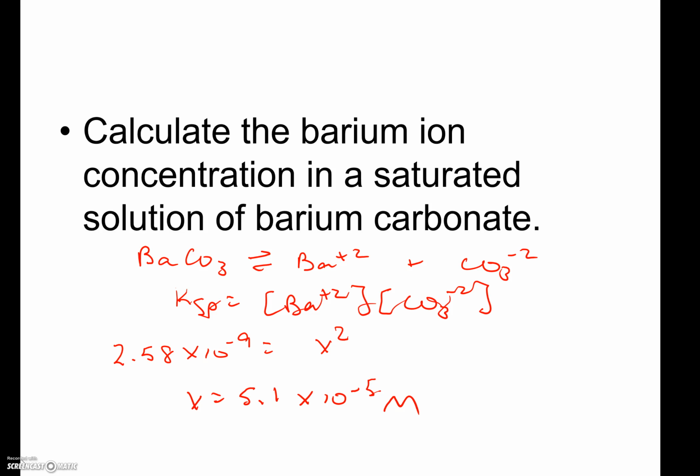So we'll plug in X for the barium ion, X for the carbonate ion. X times X equals X squared. And if we take the square root of both sides, our concentration of barium ion, concentration of carbonate ion, and the amount of barium carbonate that dissolved in that solution is 5.1 times 10 to the minus 5 moles per liter.